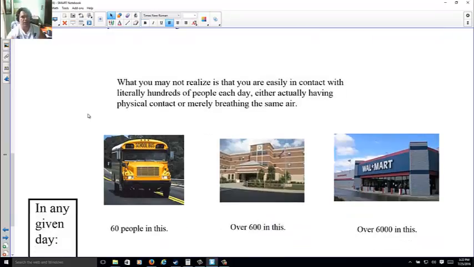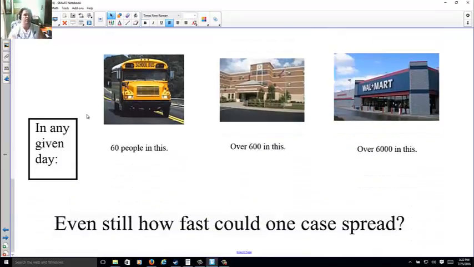I'm going to save you all the different things about it, but on any given day you might see 60 people on a bus, 600 in a school, or 6,000 in a Walmart. And Ebola you can touch. If you touch something, they touch something, the Ebola germs can get on them and they get sick. And within a week they could be dead.